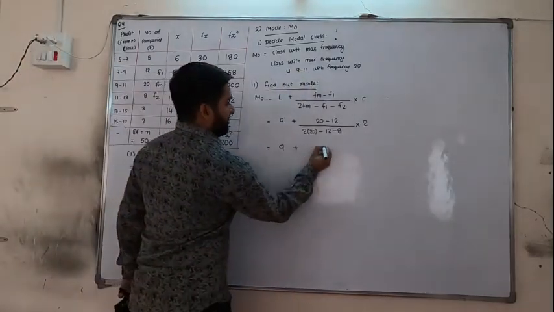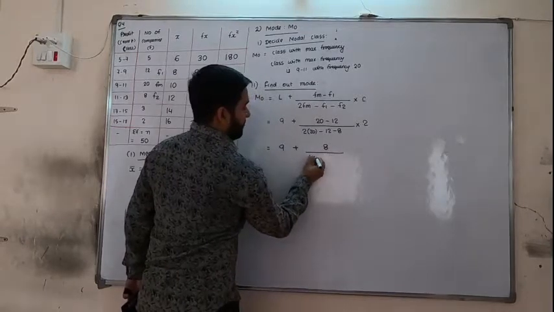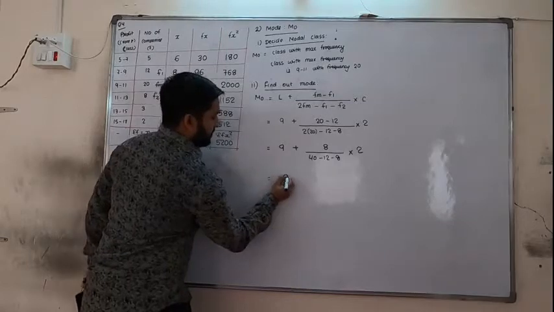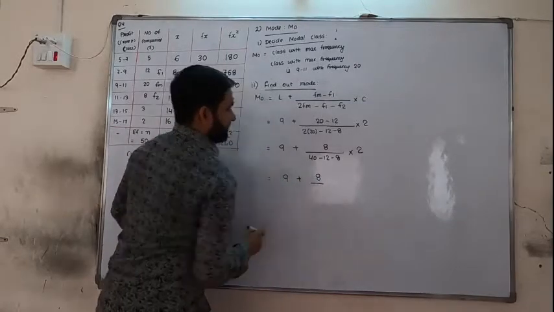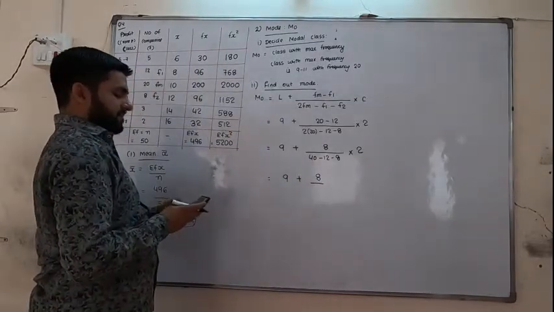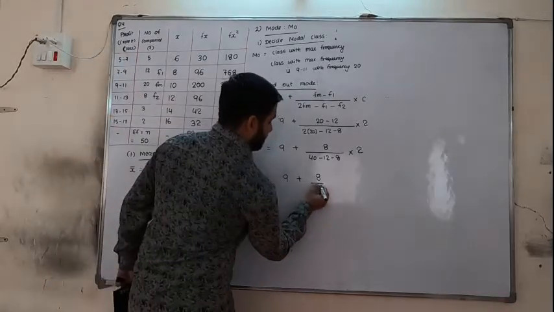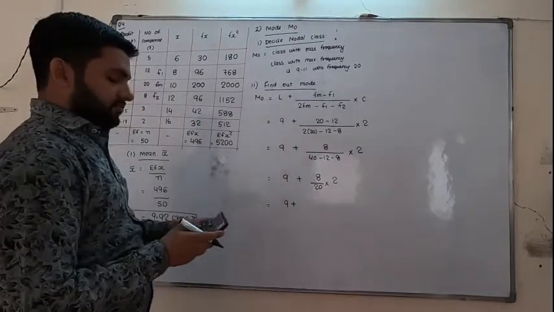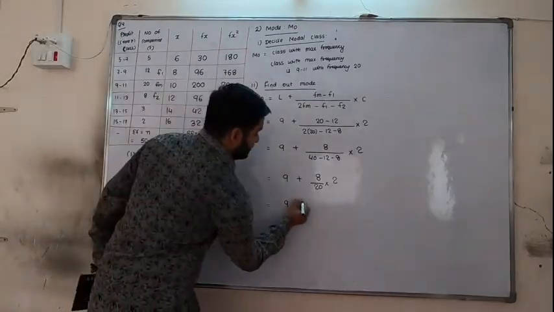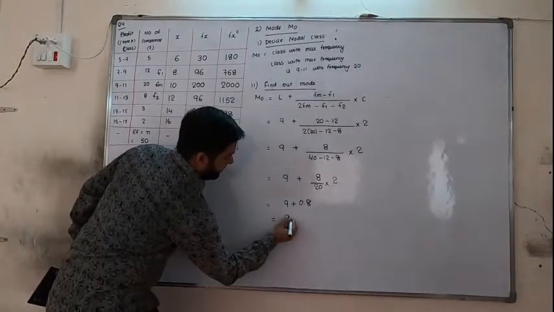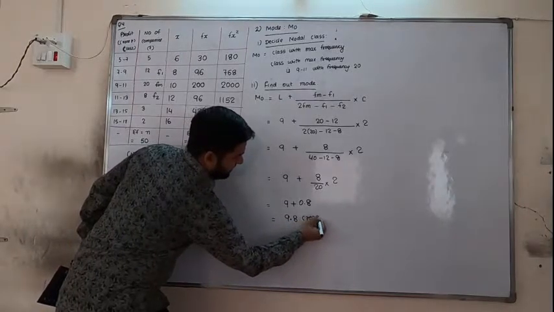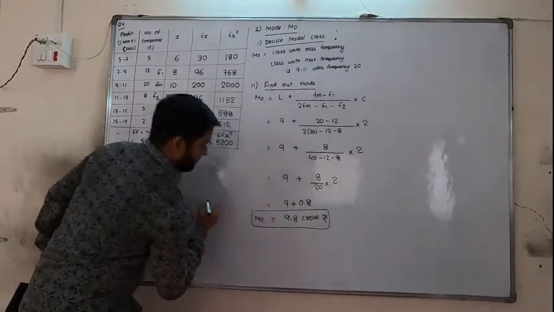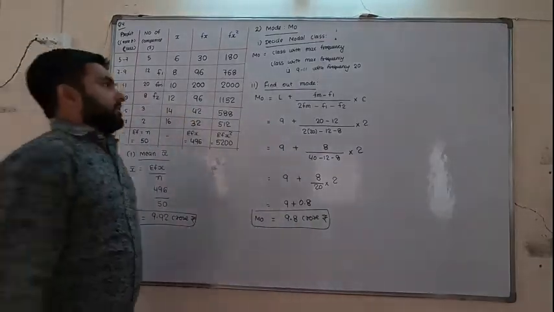So 9 plus 8 divided by 40 minus 12 minus 8, into 2. 9 plus 8 by (40 minus 12 minus 8 is 20), into 2. 9 plus 8 into 2 by 20, 0.8, 9.8 crore rupees. Okay.